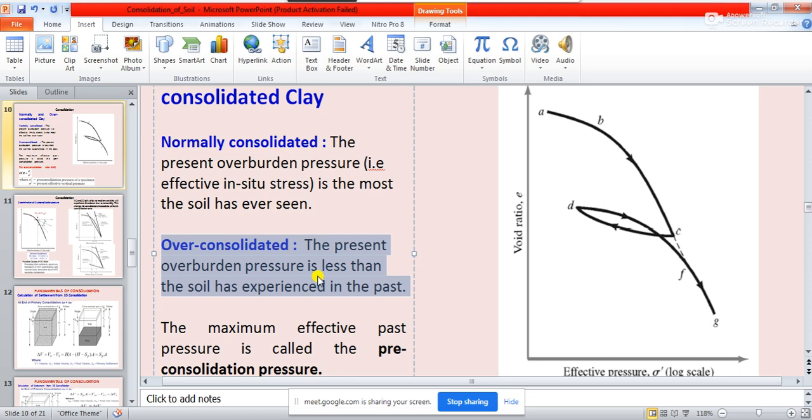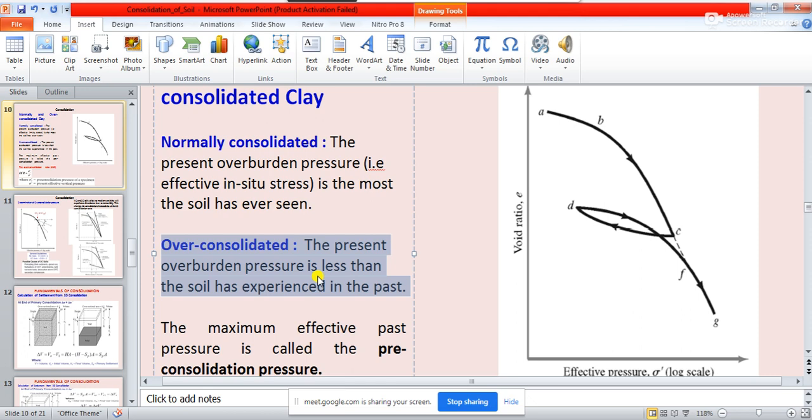In the past, the soil was under an overburden pressure of 100 kilonewton per meter square. I have given you one example also. Let's say at that time there was a hill on top of the soil. Now the hill has been removed.